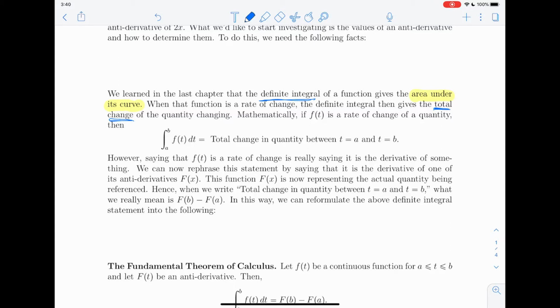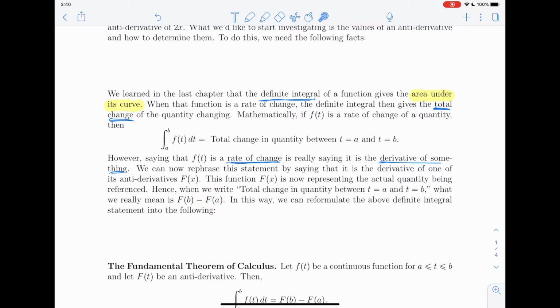But at its core, as soon as we use the phrase rate of change, what we're really saying is that the function f of t is the derivative of something. Because that's the point of the derivative, it's the rate of change of something. So if this function f of t is the derivative of something, that means it's the derivative of one of its antiderivatives. So capital F is now going to represent the actual quantity that's being referenced. So when we say the total change in quantity, what we mean is the total change of F from a to b, which is of course going to be F of b minus F of a.